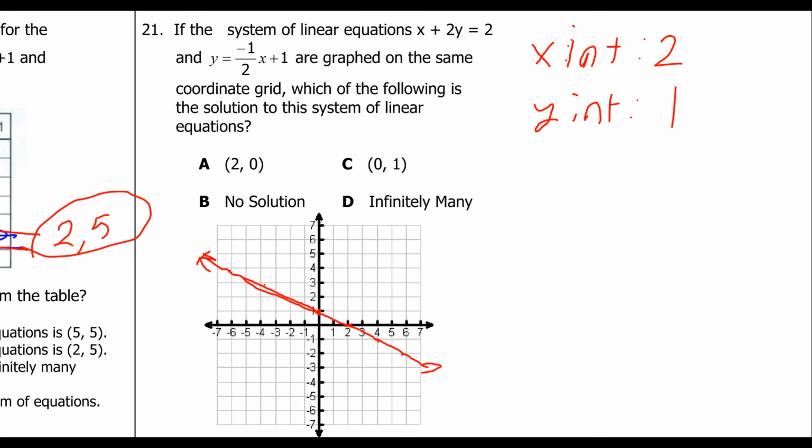I really do apologize. Okay, now the other line says y equals negative 1/2 x plus 1. Now we already know how to deal with these. These are easy. So we start off at 1. Okay, and we're going to go down 1 over 2. So down 1 over 2, down 1 over 2, down 1 over 2.